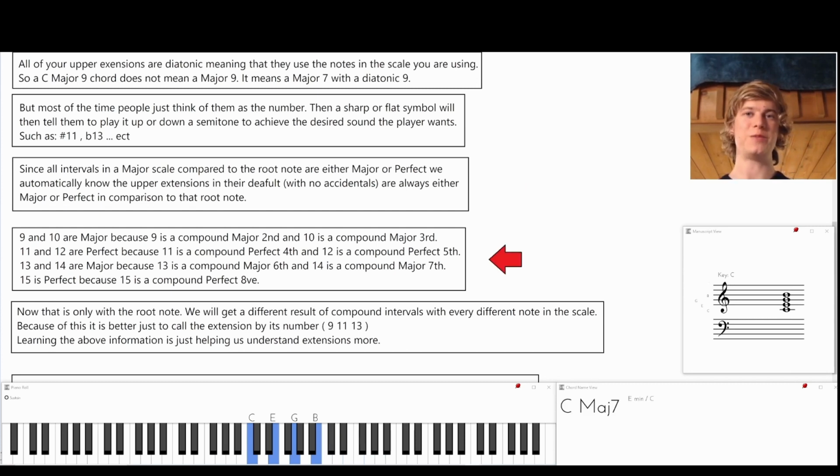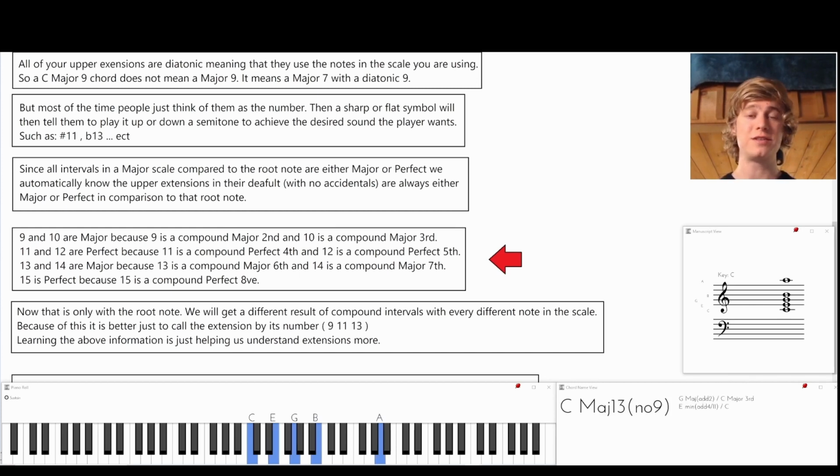So now I know we're only talking about odd numbers, but just to understand these upper extensions a little more, when I'm looking at the context of C, 9 and 10 are both going to be compound major intervals, because 9 and 10 is the same thing as a second and a third. And since both of these are major, when they turn into their compound interval, they remain major. Then 11 and 12 are perfect compound intervals because it's using the same notes as the perfect fourth and the perfect fifth, just a higher pitch version.